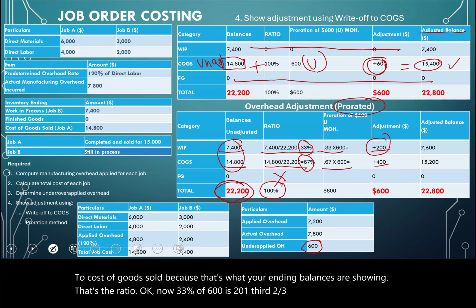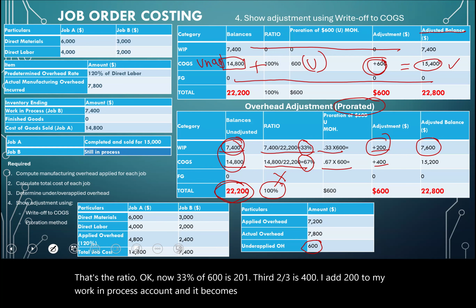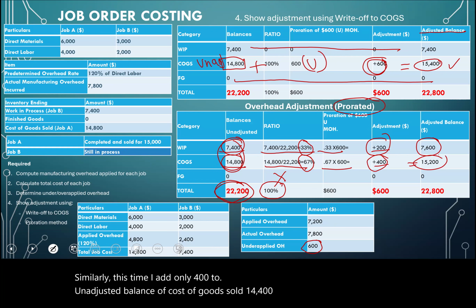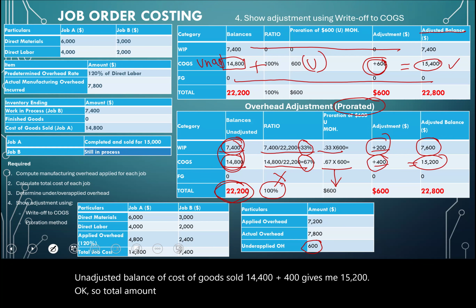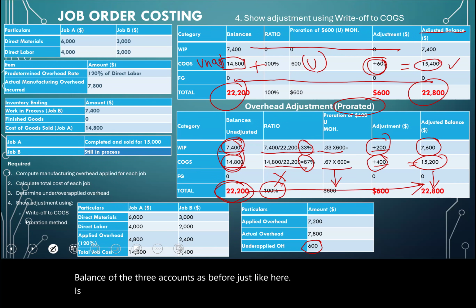I add 200 to my work in process account and it becomes 7,600. Similarly, this time I add only 400 to the unadjusted balance of cost of goods sold. 14,400 plus 400 gives me 15,200. So the total amount of adjustment I have made is 600. And the new balance of the three accounts, as before, just like here, is 22,800 and I have adjusted it.